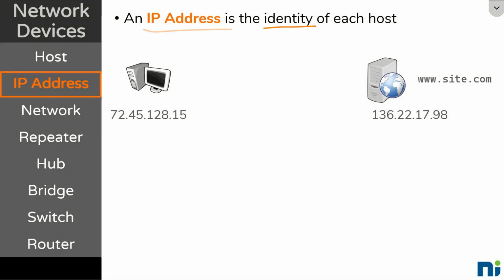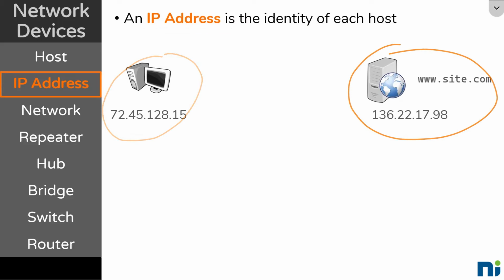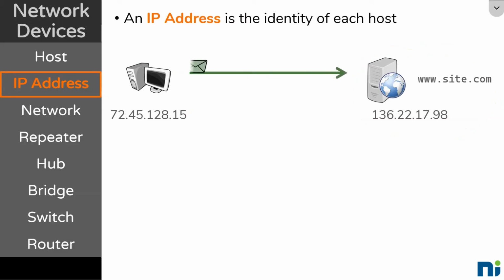It is the identity of every single host. Now, these IP addresses are actually going to be stamped on everything that each host sends. For example, when this client over here makes a web request to site.com, on this packet, which includes what web page it is asking for, the client is going to stamp the source and destination IP addresses. The source IP address is going to be the client's IP address, and the destination IP address is going to be the server's IP address.